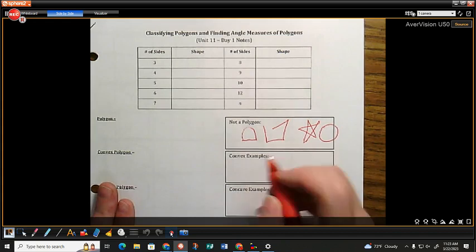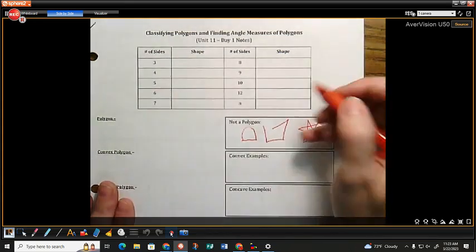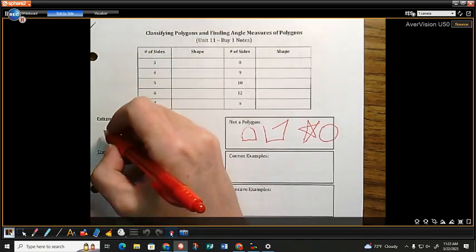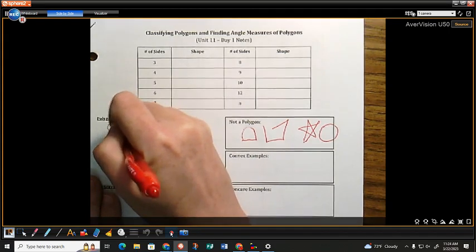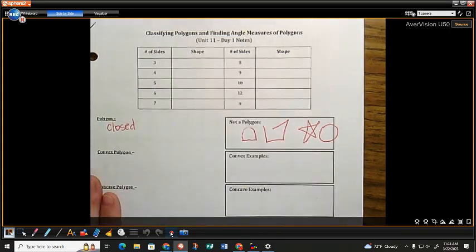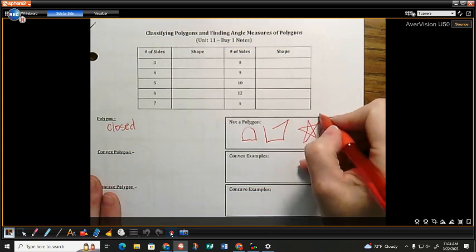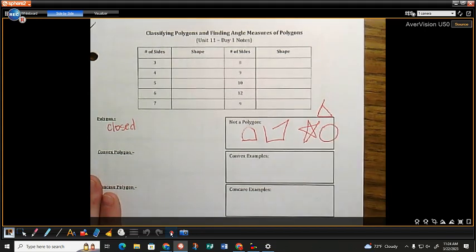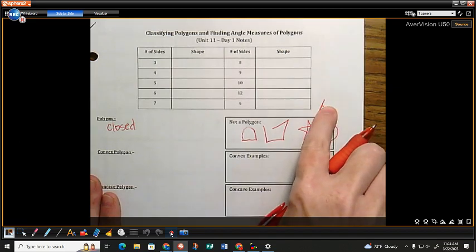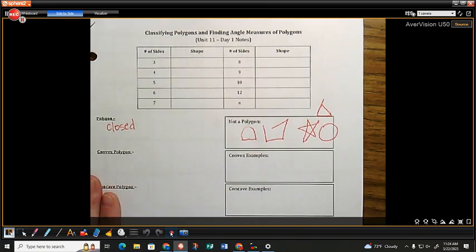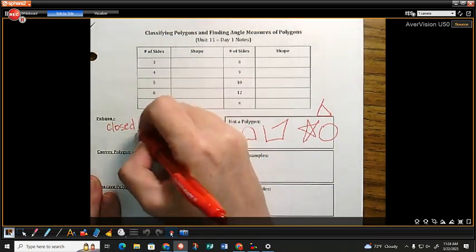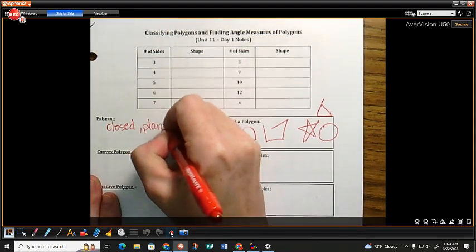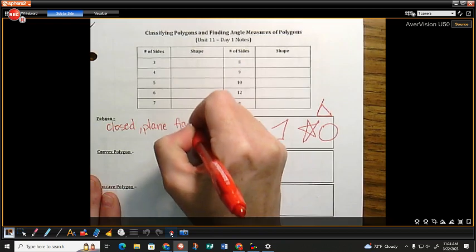Examples of a polygon. Okay, whole bunch of them here. To make a polygon, it's got to be closed. That's when they were saying they've got to be all connected. And they can't overhang. So something like that is not a polygon. See, there's that little tail hanging out the end. So it's got to be completely closed, and it's got to be a plane figure.